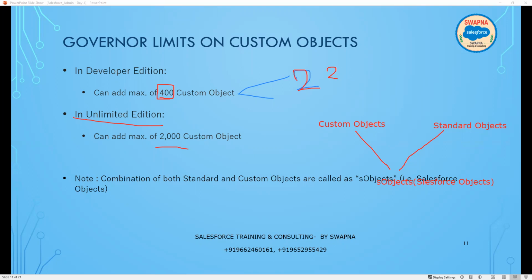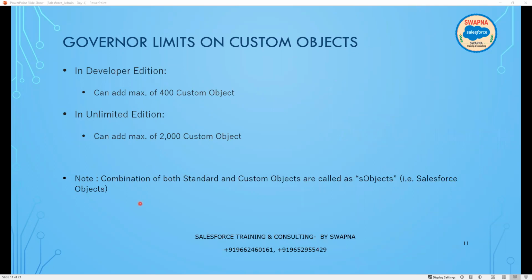Let's move on. Now, the combination of these two is called sObject. Now we know the objects, the custom objects, the standard objects, and the limits in the developer edition. Now, what are the different ways I can view the objects in Salesforce?